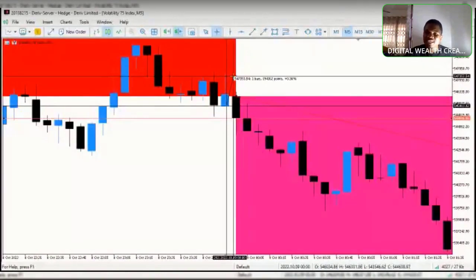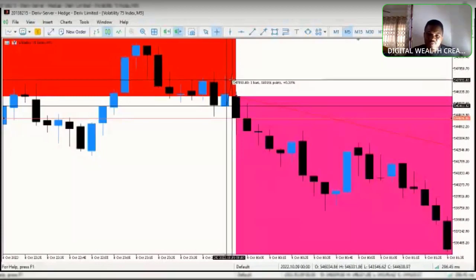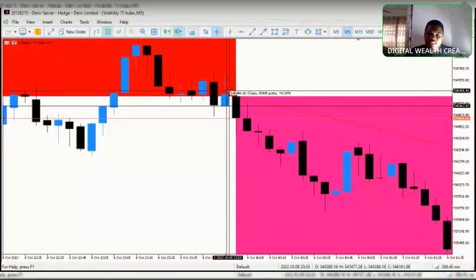However, to be on a safer side, and depending on my risk appetite, I mean the amount of money I'm willing to lose on a particular trade, I choose to do it this way. I'll take half of this. I just look at it with my eye. I'm not measuring it with any specific instrument.